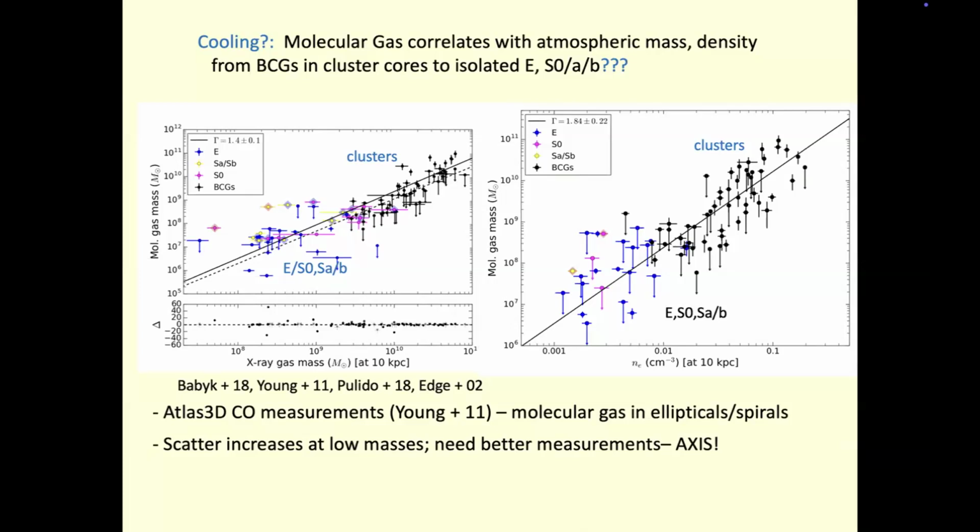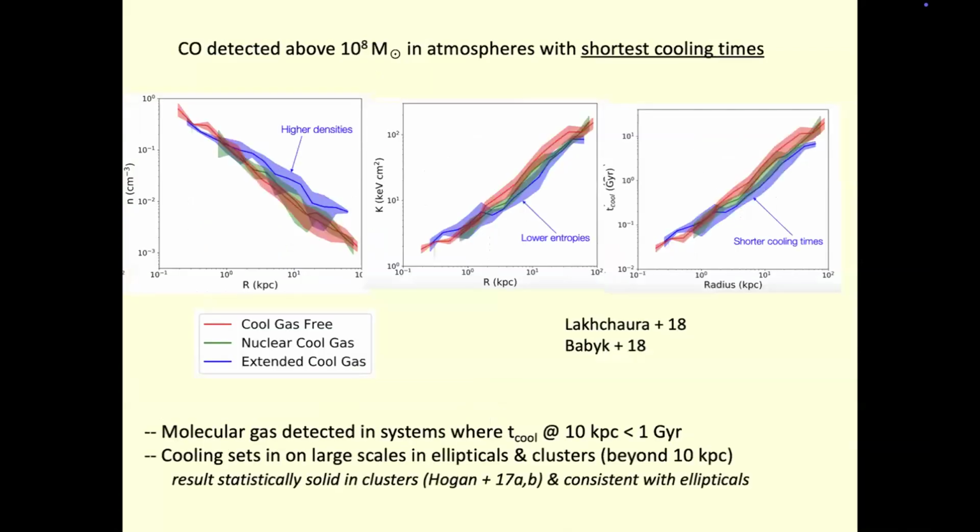But also some of this scatter is just in the X-ray measurements. And I think larger samples with much better measurements made with AXIS will be very exciting indeed. And this is a bit of a summary that again points toward this continuity from clusters down to individual elliptical galaxies. This is work by Lakchara 18, and similar work was done by Babik as well.